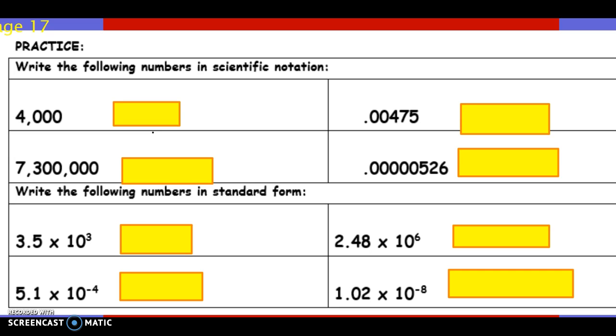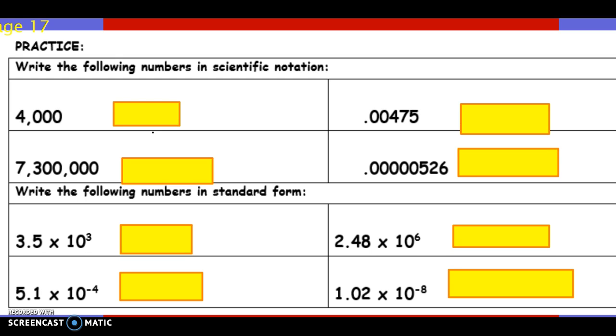All right, turn to page 17 in your notes, and I'd like you to do the practice problems. There are 8 of them at the top of the page, changing numbers to scientific notation and changing them back into standard form. Get a little bit more practice in to see how good you are at this, and if there's something that you need to improve upon, ask me for help.